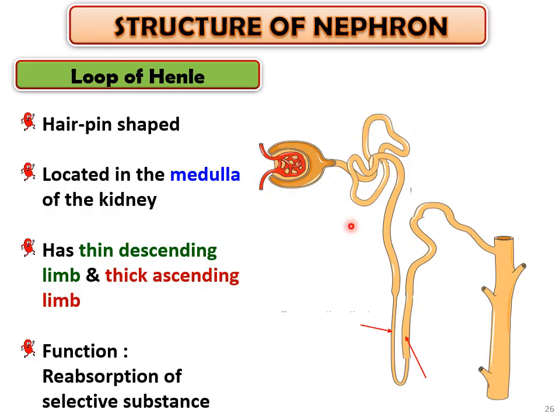Okay, next we look at the loop of Henle. So it is composed of a descending limb and an ascending limb. Hairpin shape. So here the hairpin shape is located in the medulla of the kidney. So it has a thin descending limb and a thick ascending limb. It functions in reabsorption of selective substances.